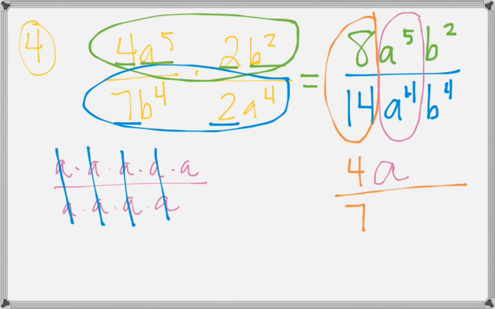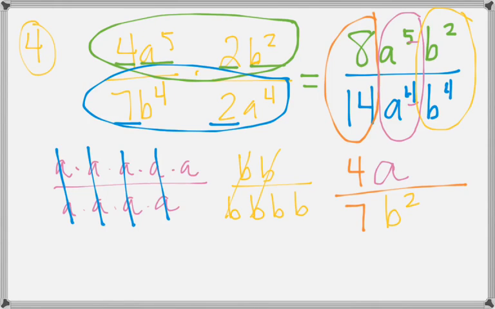Colin? Exactly. You subtract the 5, take away the 4, and you get a 1. Good job. All right, and now lastly we have these b's. And again, I could do b times b over b times b times b times b, or like Colin said, we could subtract them. But this time when I subtract 2 take away 4, I get negative 2. You guys remember that negative exponents go in the denominator to become positive.